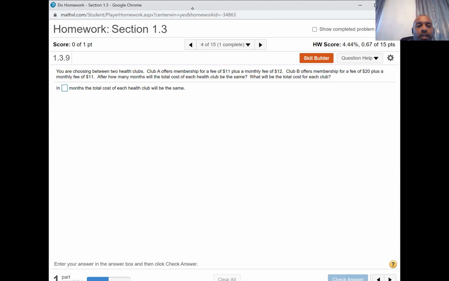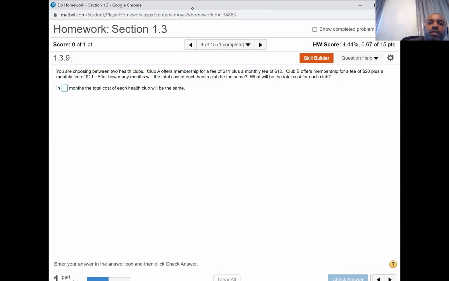So here it says you are choosing between two health clubs. Club A offers a membership fee of $11 plus a monthly fee of $12. Club B offers a membership of $20 plus a monthly fee of $11. How many months will the total cost for each health club be the same? What will that total cost for each club be?